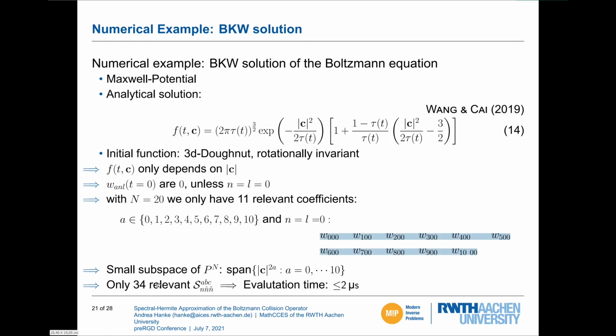With this setting, we only look at a very small subspace of our polynomial space, which is the subspace of rotationally invariant polynomials. The only relevant coefficients of S are those where all n's in the triple are equal to 0, which leads us to only 34 S coefficients. Measuring the evaluation time of this setup gives us less than 2 microseconds. So we've gone, by using representation theory, from 8 seconds to less than 2 microseconds. Let's see how this method holds up.